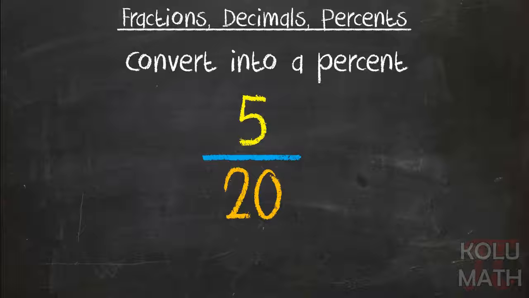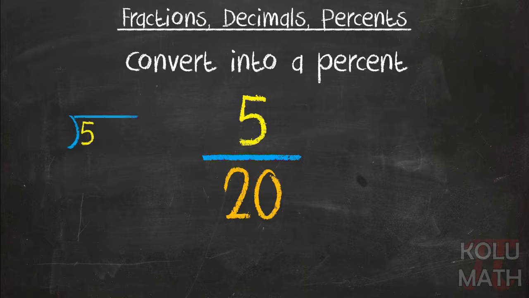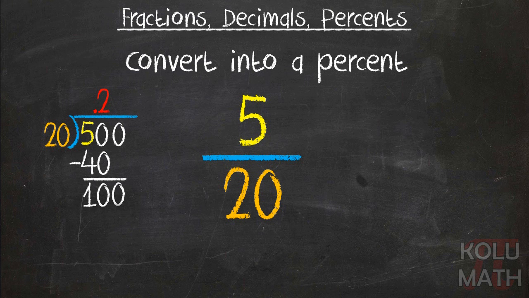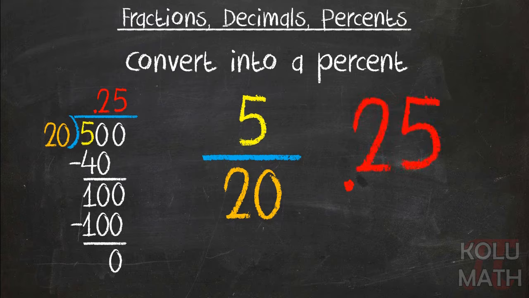If I'm going to convert this 5/20 into a percent, first thing I'll need to do is convert the fraction into a decimal. I'll do that by dividing. You can do this long division or by using a calculator. That gives us 0.25. And then we convert that decimal into a percent by moving the decimal place 2 positions to the right and adding the percent sign. Works the other way in reverse as well.